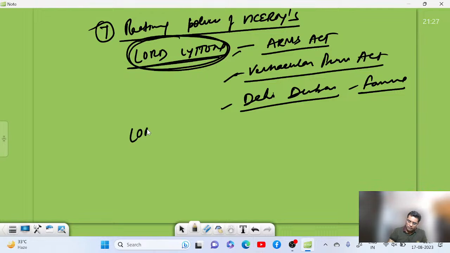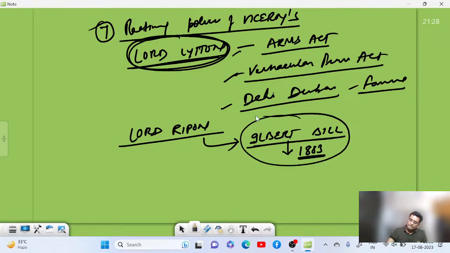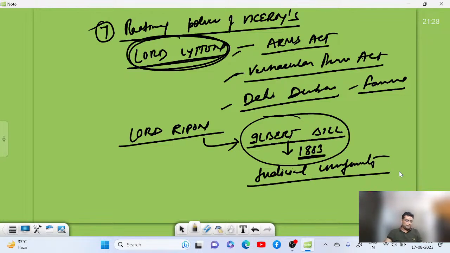Okay. Then we have Lord Ripon. Particularly, I would like to discuss the Ilbert Bill. Ilbert Bill was a very important phenomenon. In 1883, Ilbert Bill was passed. In this bill, there was a scope of judicial uniformity, that Indian judges can see the criminal case of Europeans.